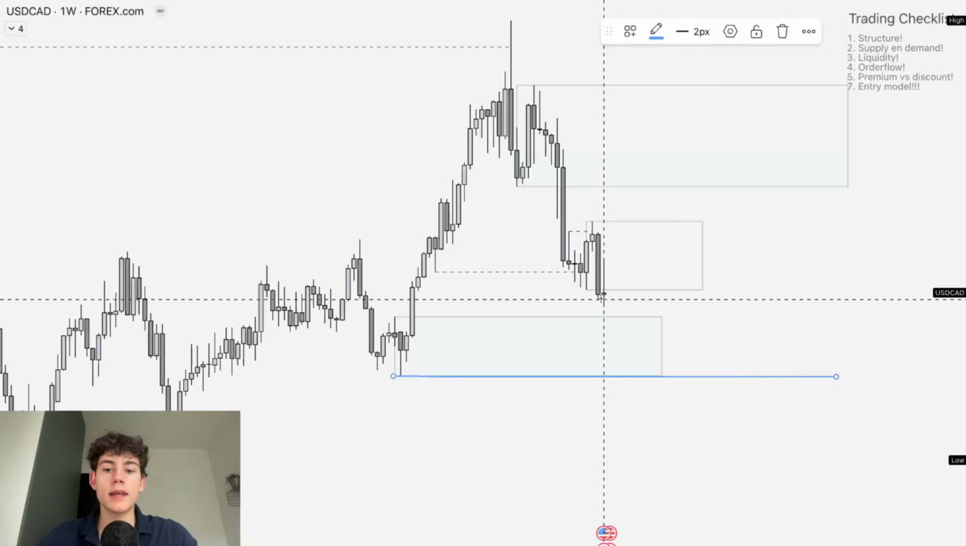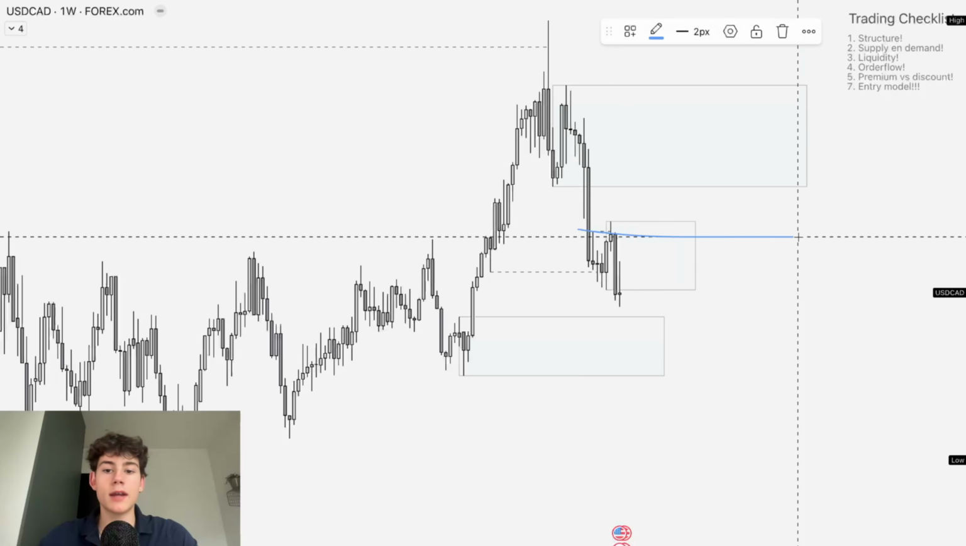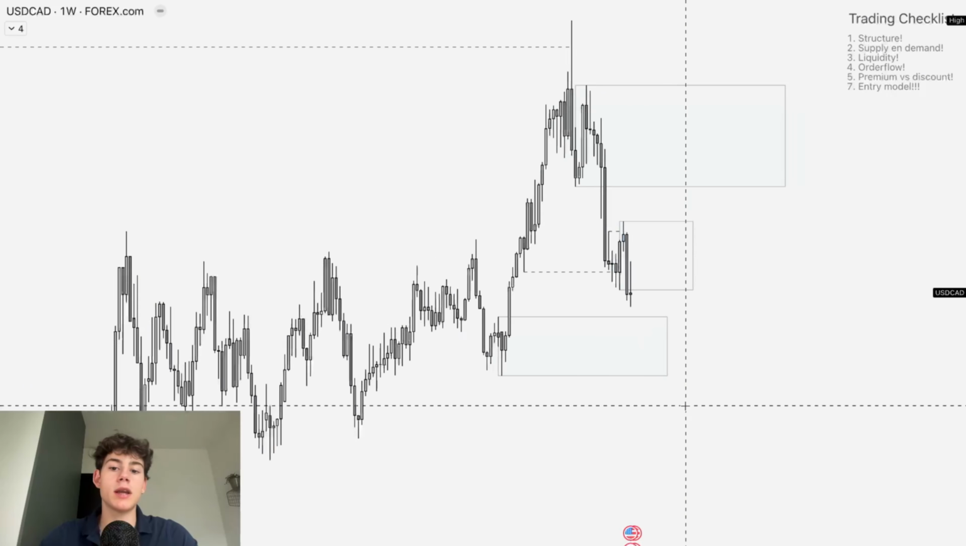In my opinion, it's still okay to trade down lower because we reacted from the internal liquidity and we kept on pushing down lower in line with our higher time frame liquidity play to take some liquidity at the lows, possibly. Looking at the daily time frame, again, the same liquidity point over here, which we just took out, and this caused a reaction towards the upside.